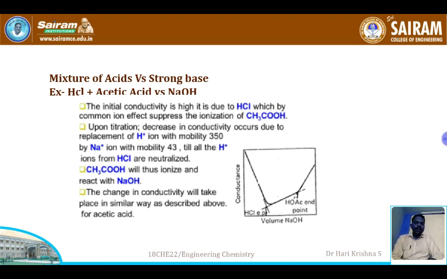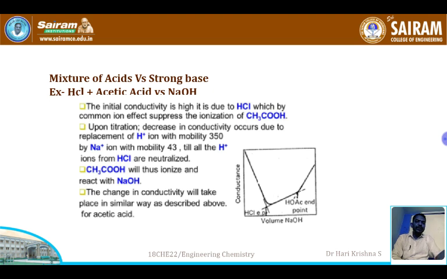Next, we're going to take a mixture of acids versus a strong base. If you want to neutralize a mixture of acids using the classical method, you can do it. For that, you are supposed to use two different indicators. You cannot add two different indicators at the same time, because these two indicators can mutually interact with each other, or this may interfere in the reaction.